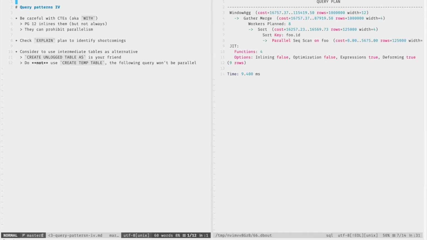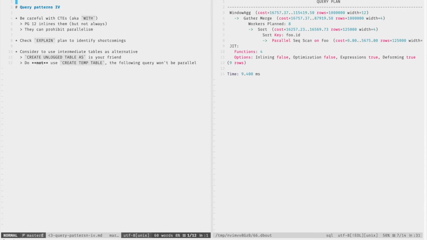So what to do with these? Just have a look into your explain plan. You don't even need to run explain analyze, just run explain without the analyze ones, see what it's doing, see how it's behaving. Do I have parallelism? Don't I have parallelism? And then decide accordingly.